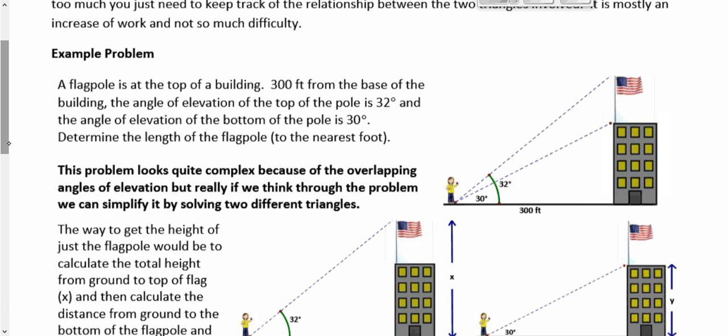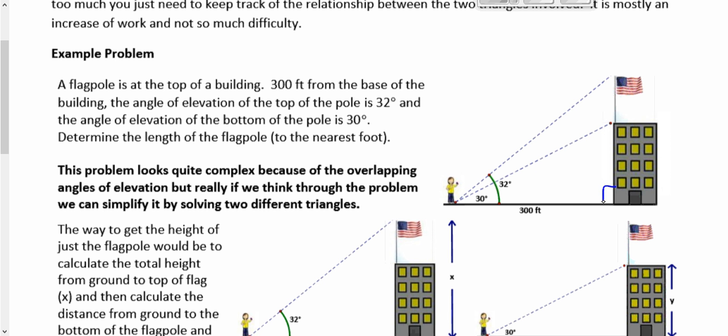And the angle of elevation of the bottom of the pole is 30 degrees, okay? Up to the bottom of the pole, which is the top of the what? Building, okay? Determine the length of the flagpole to the nearest foot, okay? So, the length of the flagpole. So, let me do this. It's all perpendicular, isn't it?